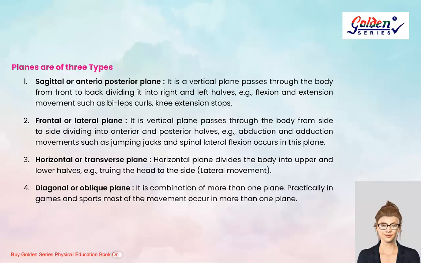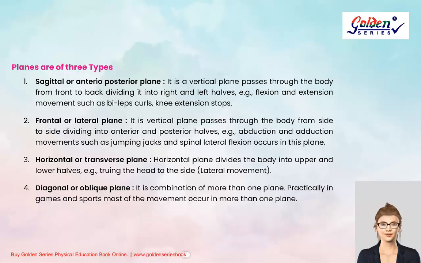1. Sagittal or anterior-posterior plane. It is a vertical plane that passes through the body from front to back, dividing it into right and left halves. Example, flexion and extension movements such as biceps curls, knee extension steps.